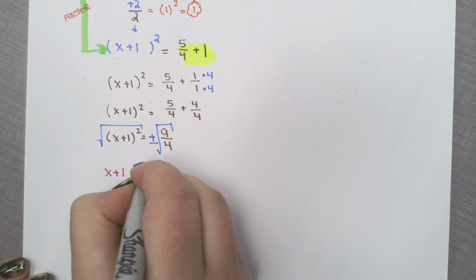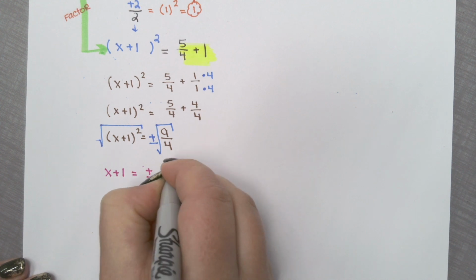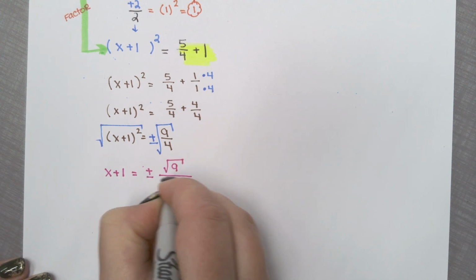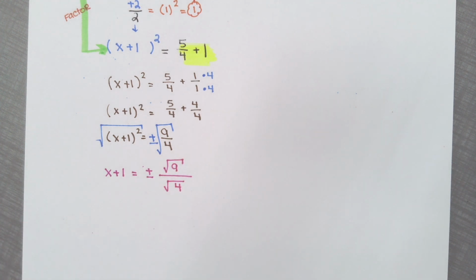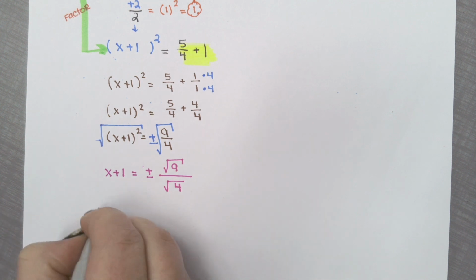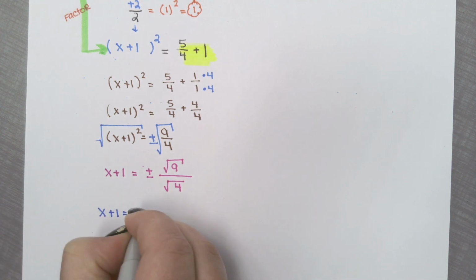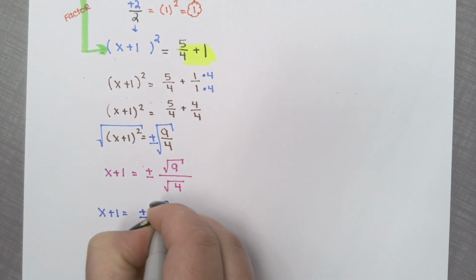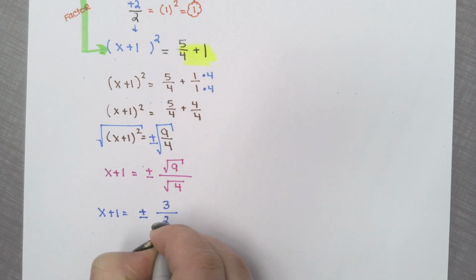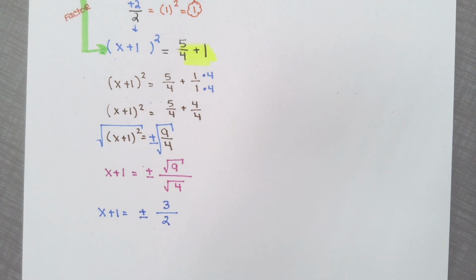And on the other side, beautiful people, we're going to separate this out. We get the square root of 9 divided by the square root of 4. This is called the quotient property. And why am I doing a happy dance? Because what's the square root of 9? 3. And what's the square root of 4? 2. Still a fraction, but hey, at least we got to take the square root, right?